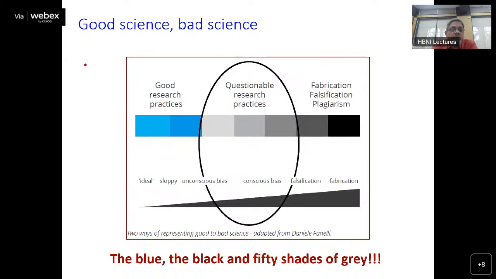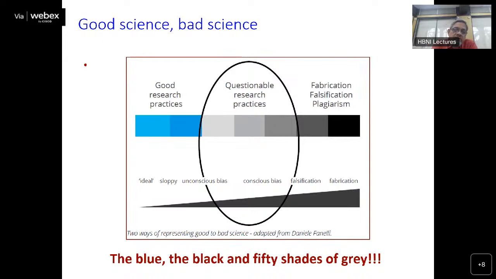Then, of course, you can slowly start downgrading that, and you enter a region which has been termed a sloppy style of working. It's sloppy research activity. Then there are certain regions which are called the gray regions. It starts with an unconscious bias while doing some experiments or research work. You are not really aware that the route in which that particular research work is being taken is already biased, and you are not even aware of it. That's called unconscious bias.